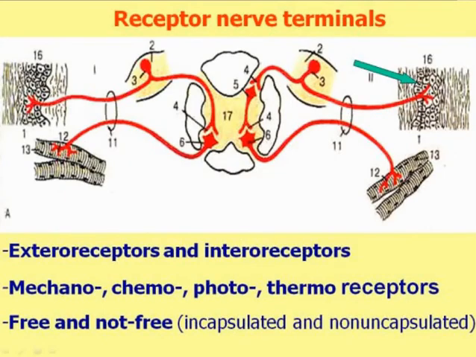Receptor nerve terminals may be exteroceptors, getting information from the environment. They are usually located in skin, and interoceptors are located in connective tissue, in inner organs, in muscles. And depending on the specific sensitivity of the receptor, they may be mechanoreceptors, chemoreceptors, receptors sensitive to chemical effects, photoreceptors to light, thermoreceptors to temperature. Receptors may be free and not free, encapsulated and non-encapsulated.